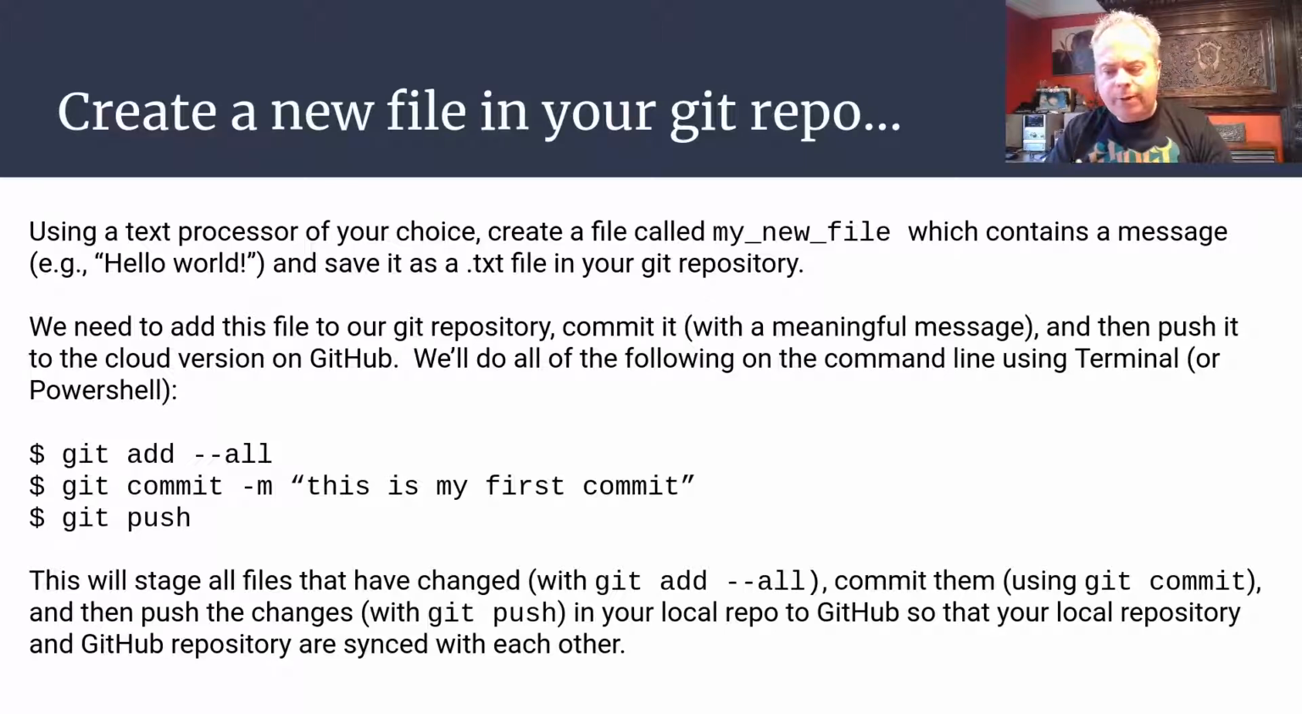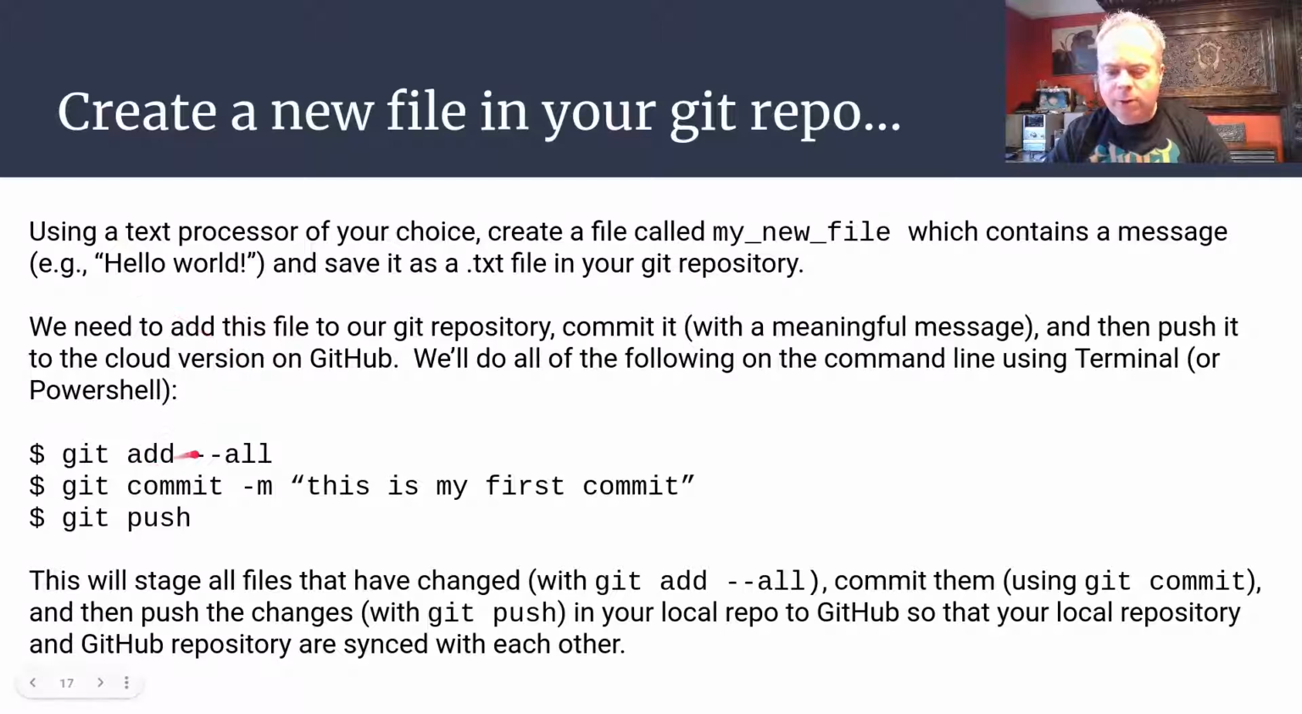Now we want to make sure that that new file is captured in our Git history. So first of all, we're going to add that file to our Git repository, our diary of changes. We're going to commit that file with a message which captures something meaningful about the work that we did in creating that file. So a meaningful message associated with the changes that you've made. And then we're going to push from our local Git repository to the cloud version of the repository on GitHub. And we do that with 3 commands.